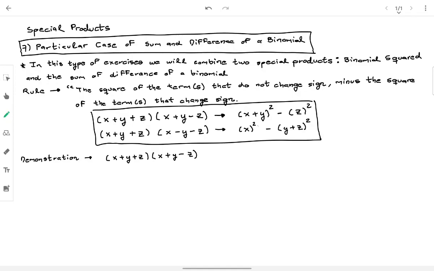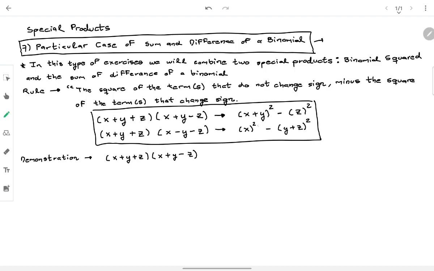So today we will continue with other special products. From today we will enter two particular cases of special products. Some of them are combinations of the special products we have seen. So let's see. Today's topic is a particular case of the sum and difference of a binomial.